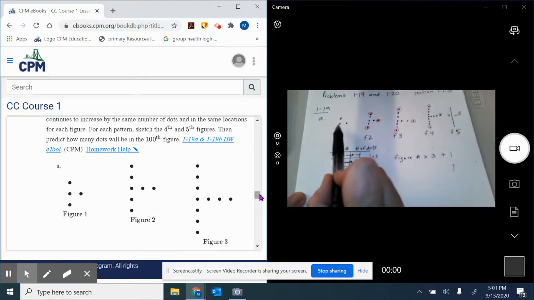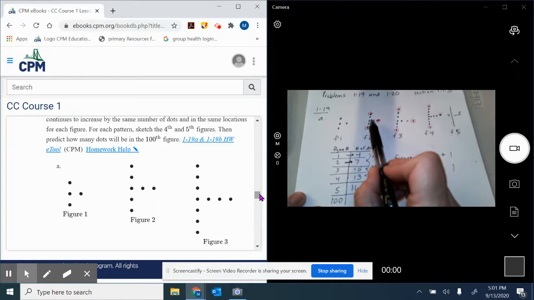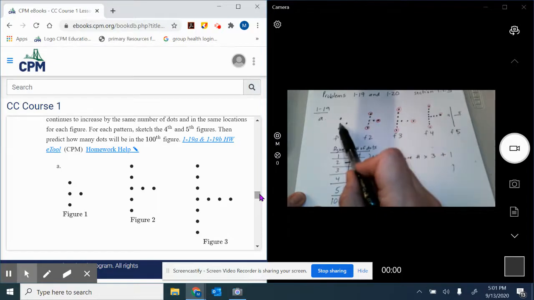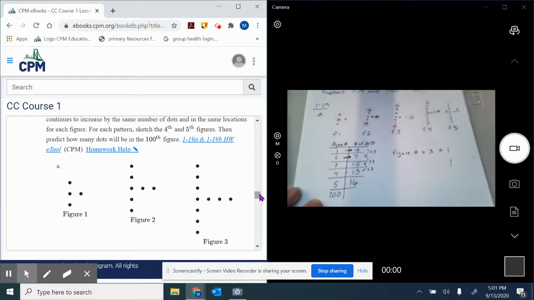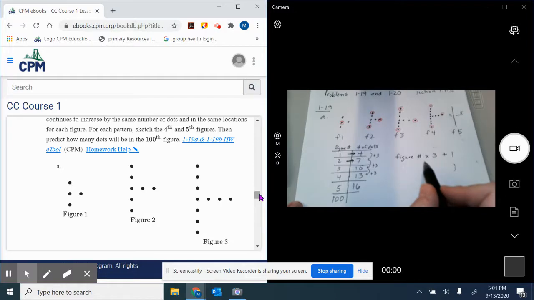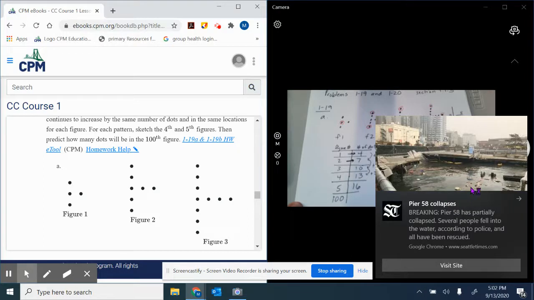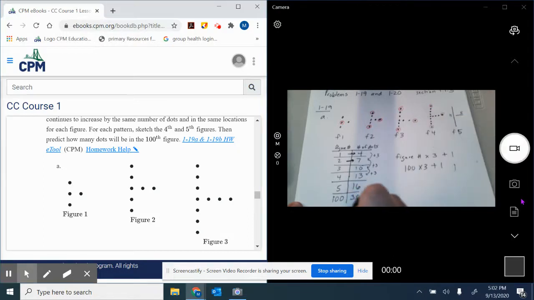And I think that works because look, when we started out, you start with 1 dot and you add 1, 1, 1, right? Then you do that again, you add 3, but you've always started with that 1 in the beginning. That's our original dot right there. Boom. Okay. So this works, right? So what do I do to find 100 then? Well, instead of having to go plus 3, plus 3, plus 3, I just say figure number 100 times 3 plus 1. 100 times 3 is 300. 300 plus 1 is 301. So the answer for the 100th figure would be 301.